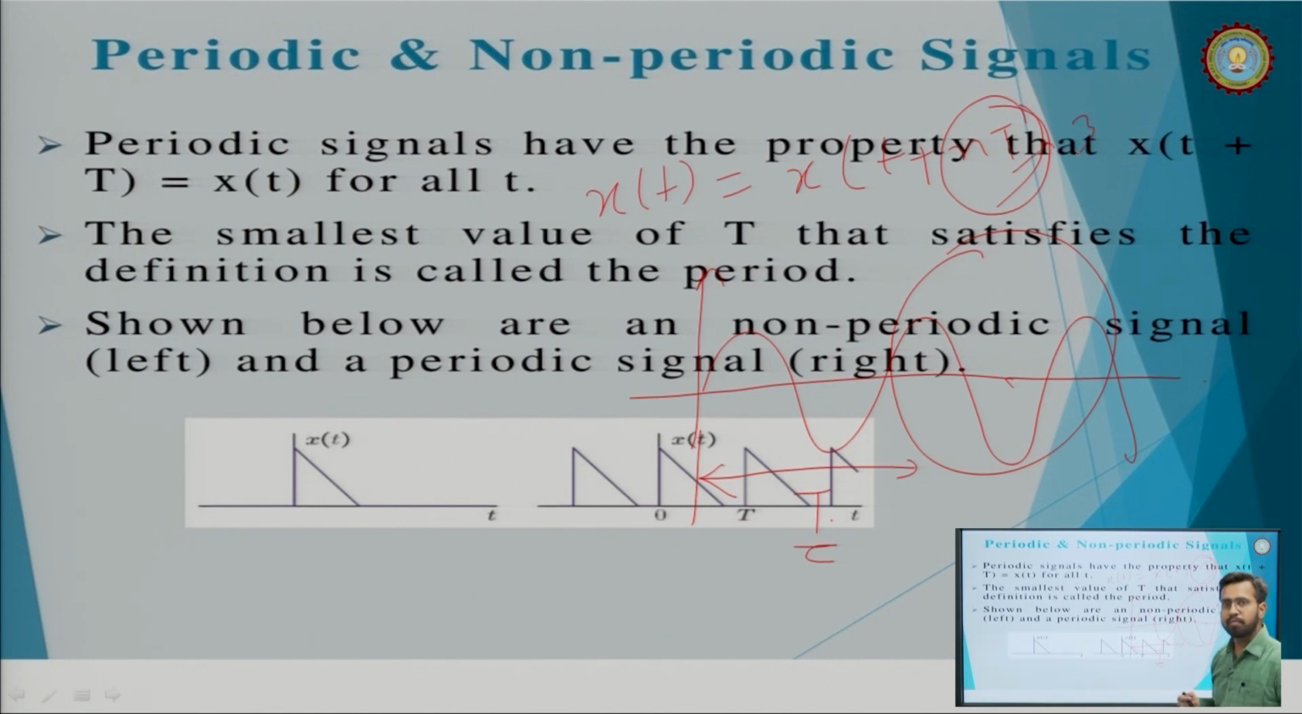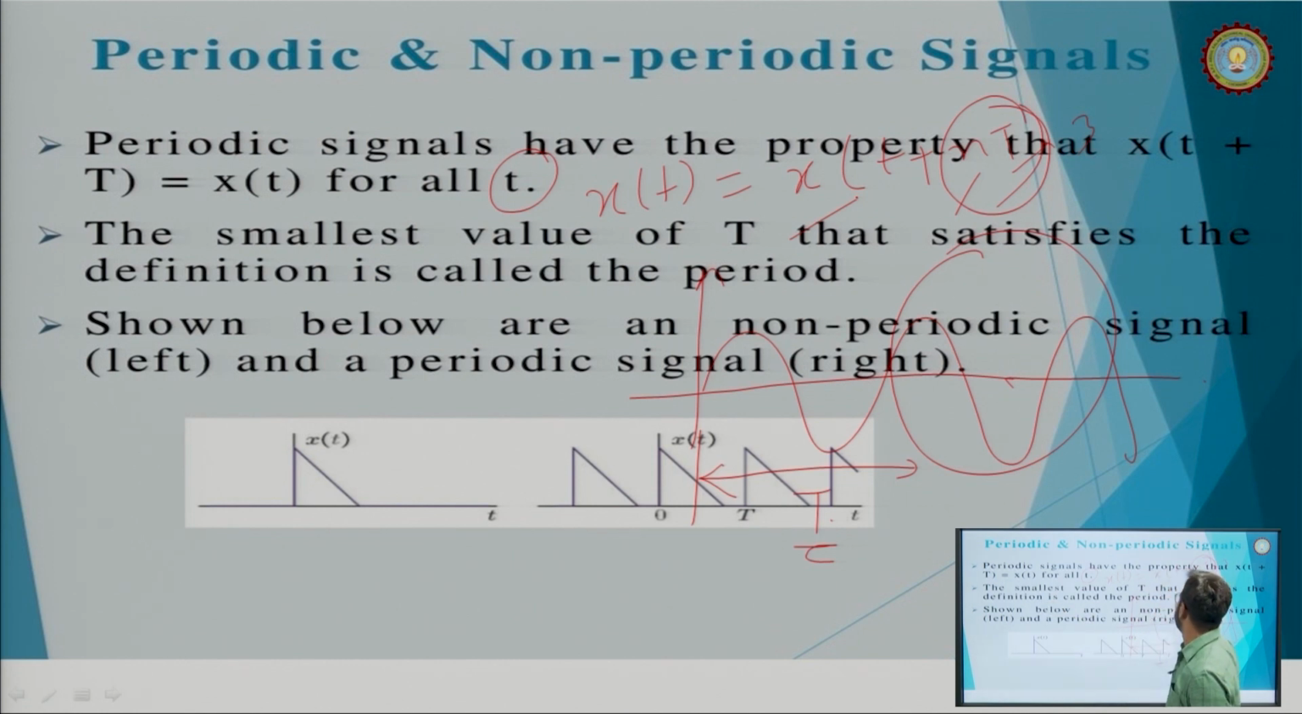So, if you keep on increasing the value n here, that particular time period will be getting added to the signal, and you will be getting the same signal. Means a signal keeps on repeating after a fixed interval of time, and that fixed interval is called the time period of that signal. So, a periodic signal has the property that x(t + T) = x(t) for all t, for any time. If you even change the time, still it will have the same value.